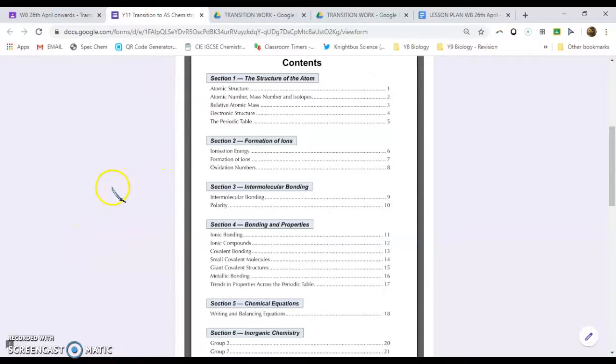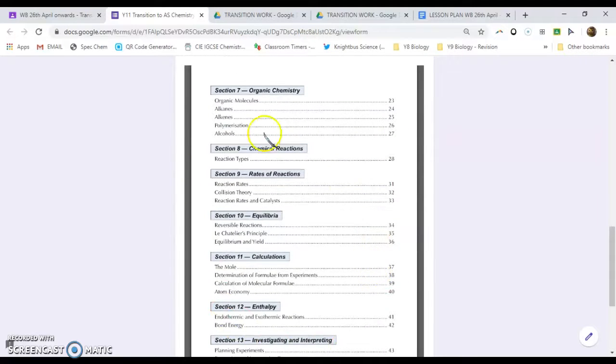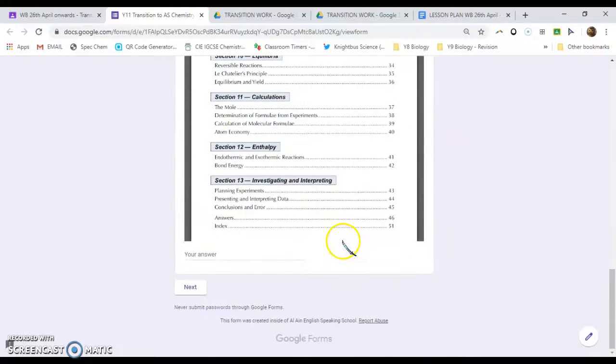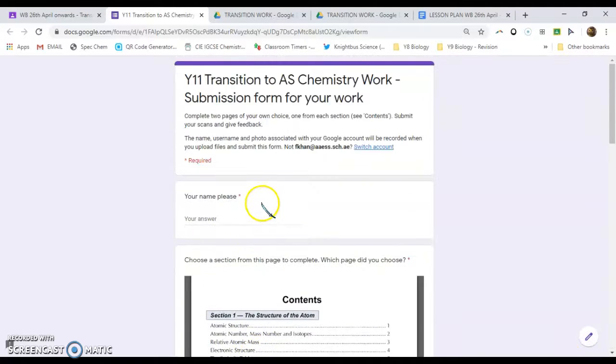What I suggest you do to keep it fairly interesting is to pick a topic from the first page and then pick a topic from the second page. Choose what to do. So I'm going to say, for example, my name here, Roger Rabbit.